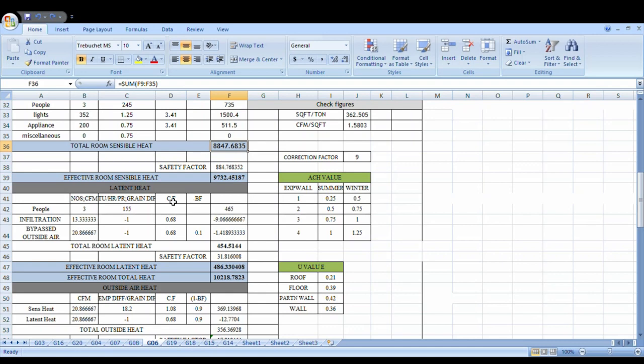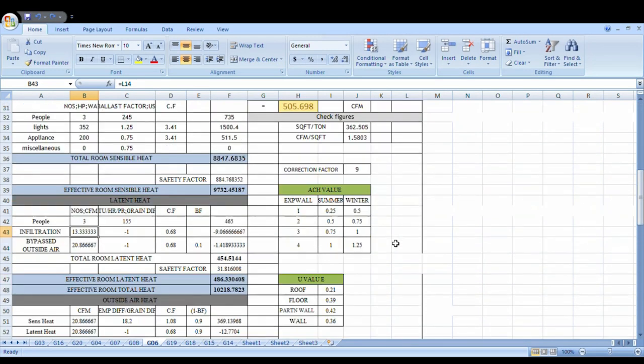Now I will do for latent heat. Here people in our office, 3 people, it would take automatically, and as per design data book the latent heat gain from the people is 155. So you will get this value, and infiltration 13.33, and humidity ratio difference here is -1. This conversion factor 0.68, so you will get this value.